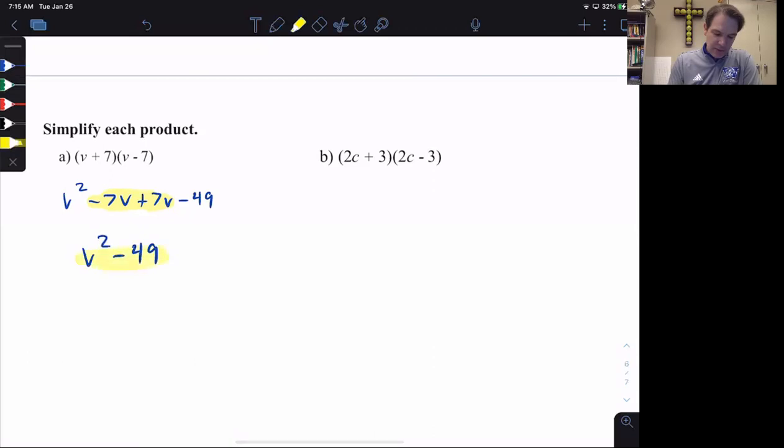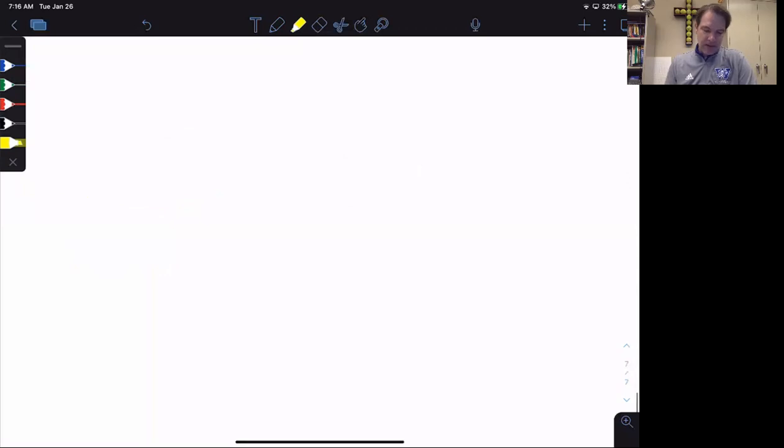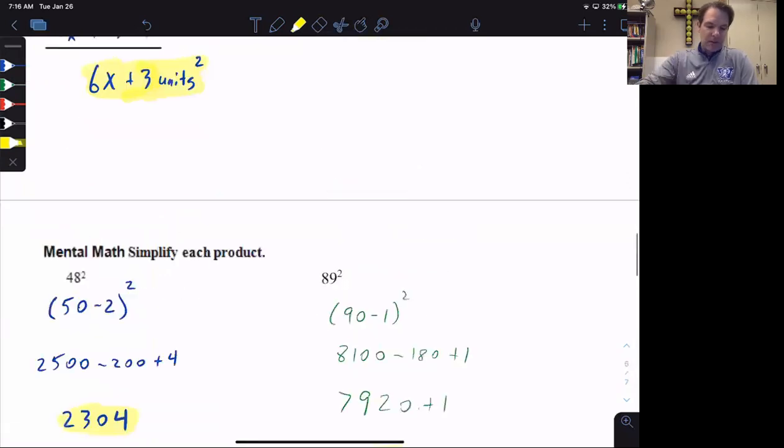So if you recognize that the binomials make a difference of squares, which means same terms, but one's got a plus sign, one's got a minus sign, all you have to do is multiply the first times the first and the last times the last. Okay, so for B, it's difference of squares, same terms, but different sign in the middle. 2c times 2c is 4c squared, and 3 times -3 is -9, and we're done. So you cut out a step. Okay? And that's the entire 8.4. That's multiplying special cases.